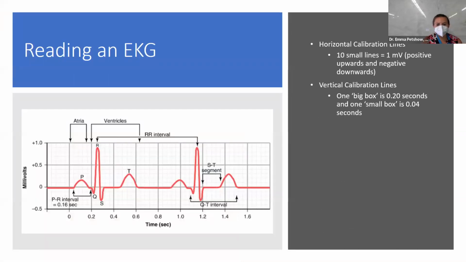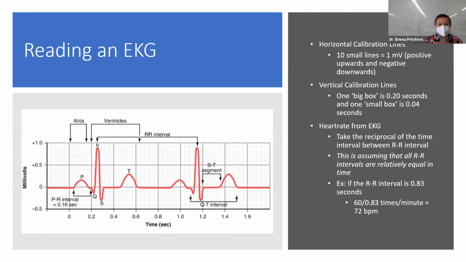When reading an EKG, again, for reference, I doubt you'll need to know this, but if you do, I'm going to put it on here anyways, so you have it. The horizontal calibration lines: 10 small lines equal 1 millivolt. It's positive if it's upwards and negative if it's downwards. So this is positive millivolts up here, negative millivolts down here.